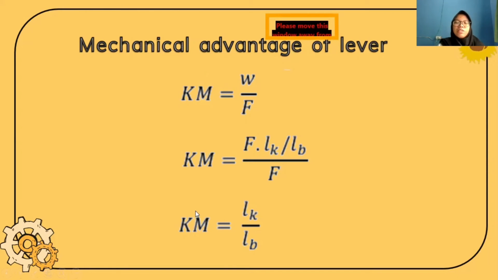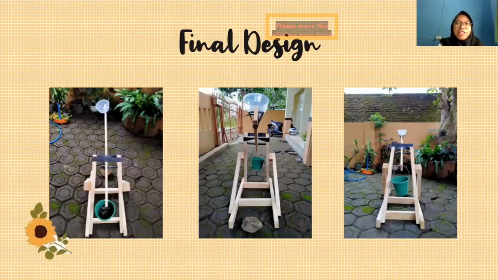Also from this formula, we know that mechanical advantage is equal to force arm divided by load arm. So mechanical advantage is directly proportional to the force arm. It means that you need to extend the length of the force arm, and mechanical advantage is inversely proportional to the load arm. It means you need to shorten your load arm, and we already applied it in our final design. So this is our final design.